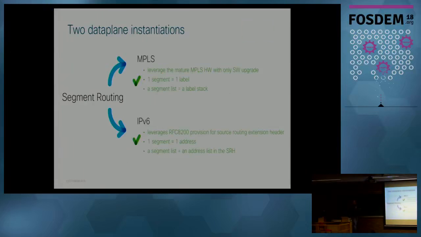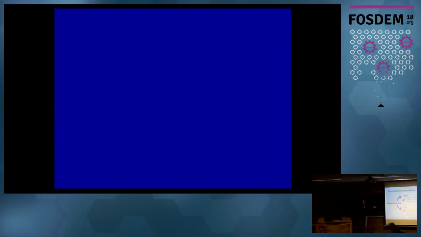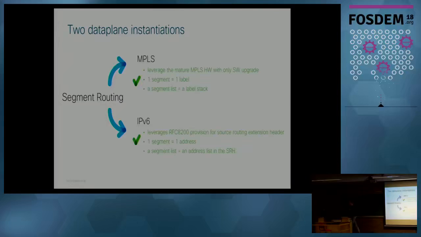So we have two data plane instantiations. One of them is MPLS, and the other one is IPv6. So in MPLS, what we are just doing is one segment is one MPLS label, and that's it. The second instantiation is IPv6. So in IPv6, what we are doing is we are using an IPv6 routing extension header, which was defined 15 years ago, and we have one segment is one IPv6 address, and that's it. So the one I'm going to focus on today is SRv6, the IPv6 instantiation of segment routing.